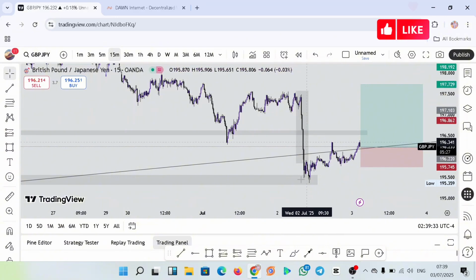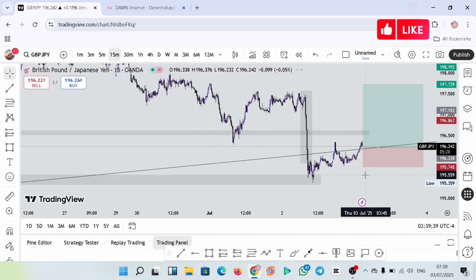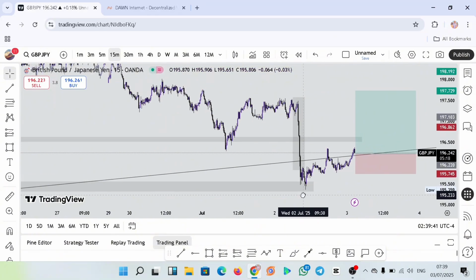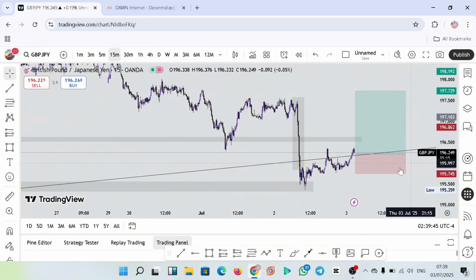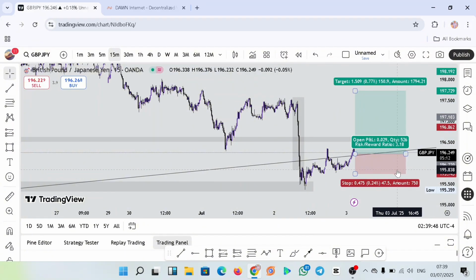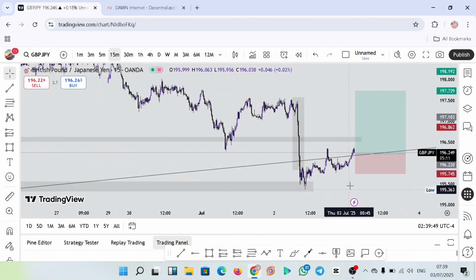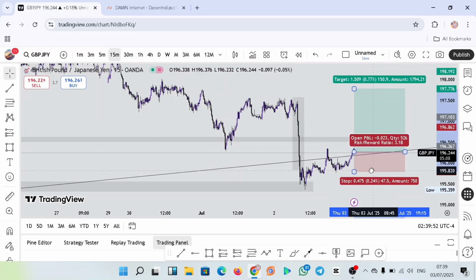It's not bad. Because of this imbalance, money was left here. So understand, guys, always pay attention to the left side. Money was left here. So this is what I'm expecting. I will still give you guys the result of this trade. Just pay attention to it. You'll surely learn something out of it.